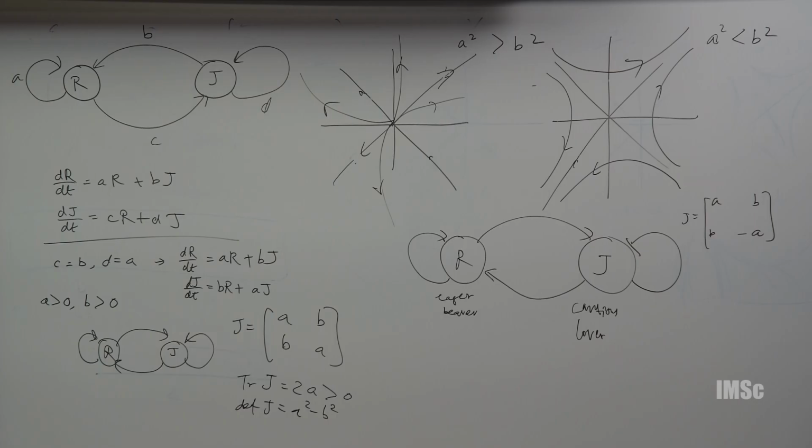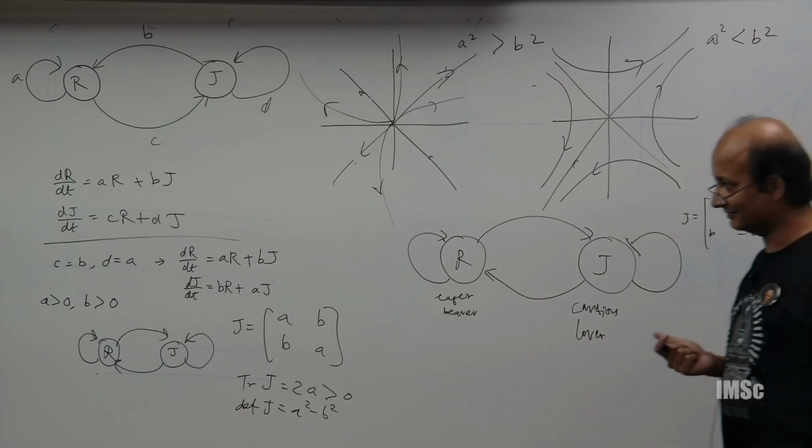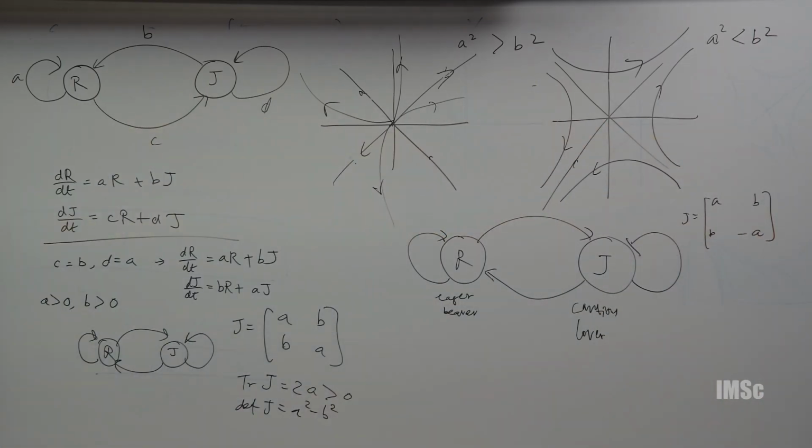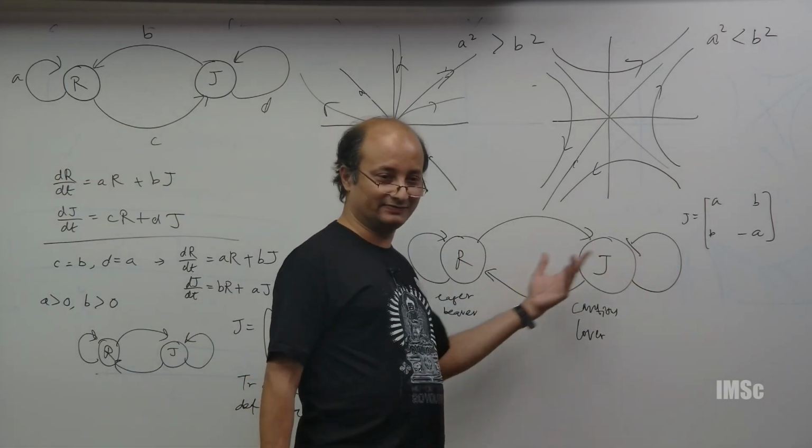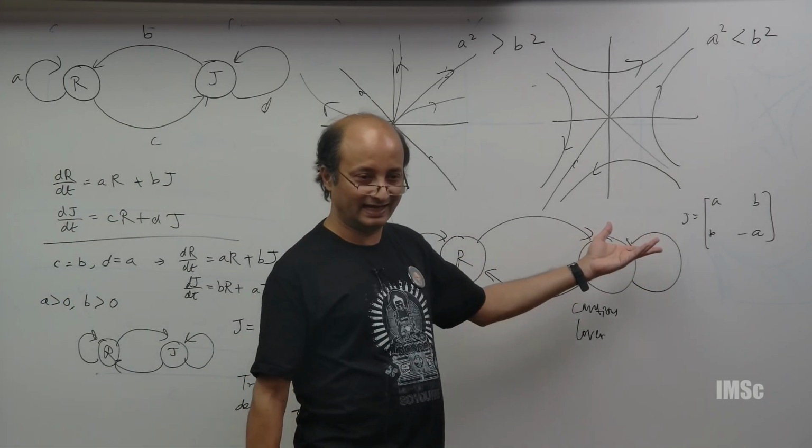So trace is 0. What is the determinant? Minus a square minus b square, right? So that's negative. So the determinant is here, you are on this line. So basically again a saddle. So this is when you can have completely different styles of lovers, but even that you can analyze.